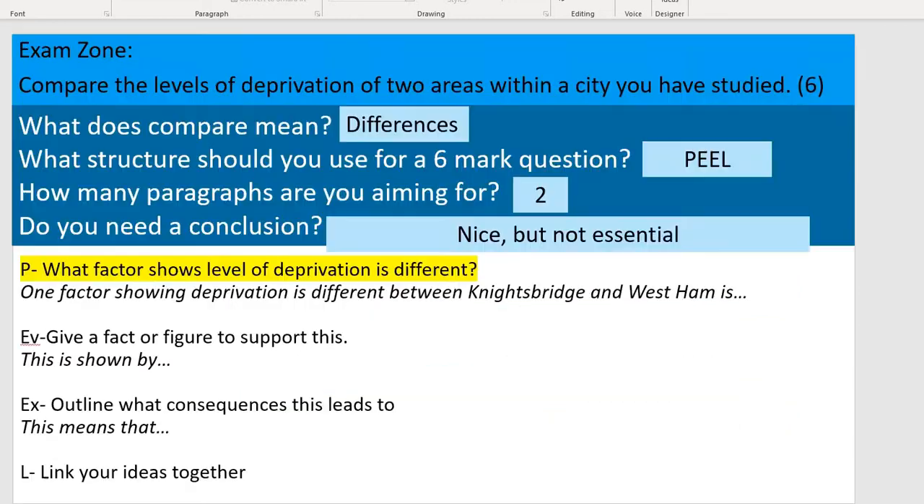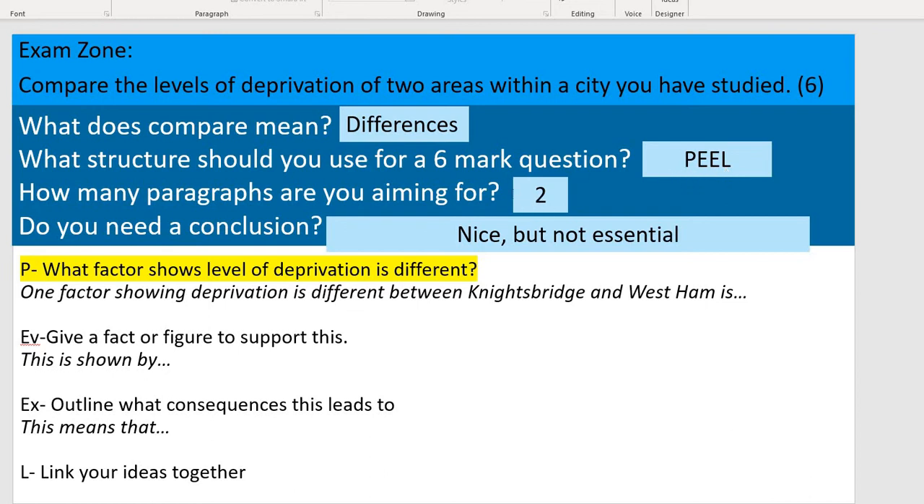Now we're going to take these figures and see how we would apply them to an exam question. So here's our question. Compare the levels of deprivation of 2 areas within a city you have studied. So if we're comparing, then we are looking for differences. We are going to use a PEEL structure. So what that means is we're going to make a point. We are going to use evidence to prove our point. We're going to explain our point, and we're going to try to link those ideas together.